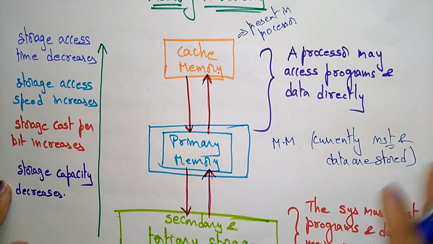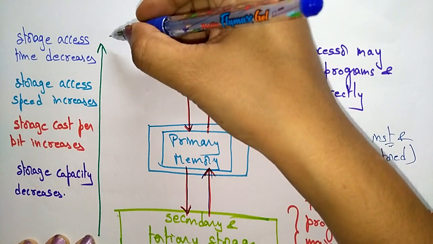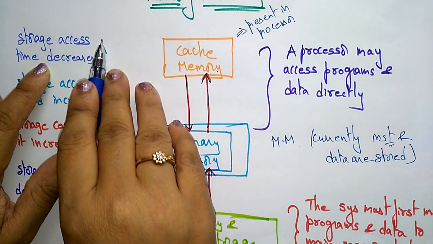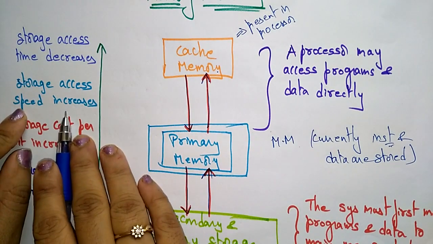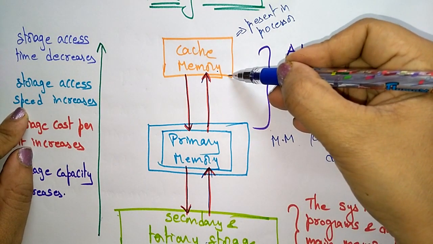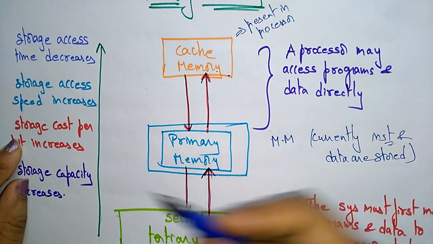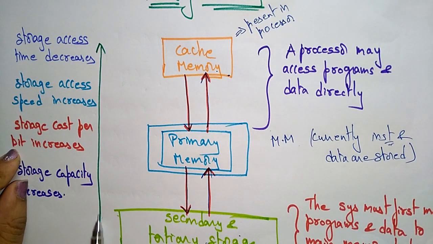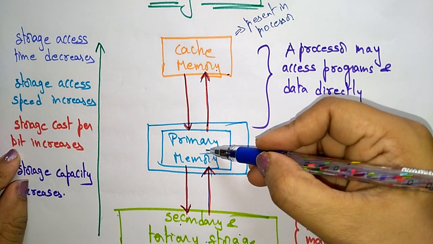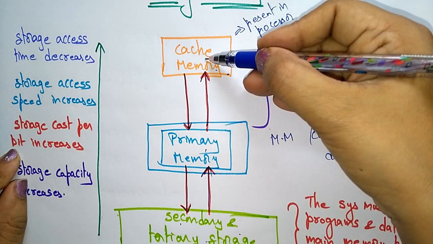In the memory hierarchy, while going from bottom to up, the storage access speed increases. The speed of the cache is more when compared to the secondary. And the storage cost per bit is also increasing. The secondary, when compared to primary, is most cost effective, and the cache is more expensive.